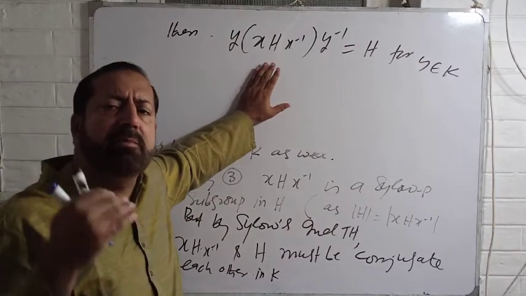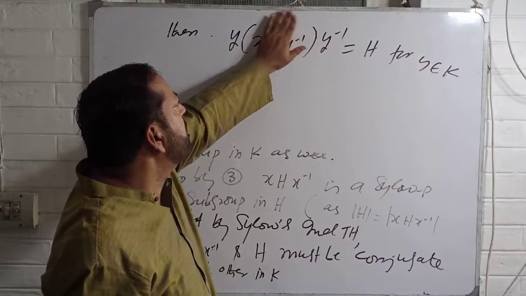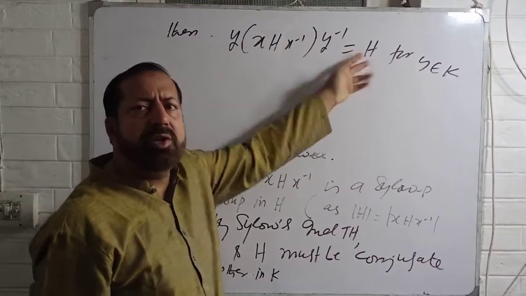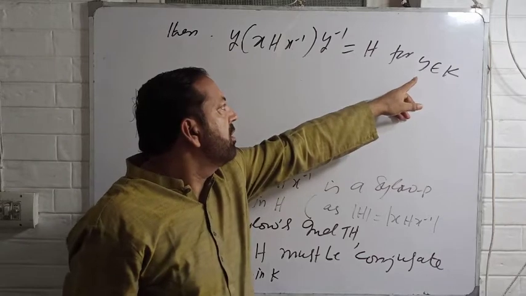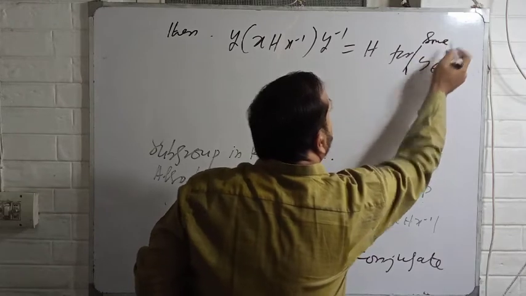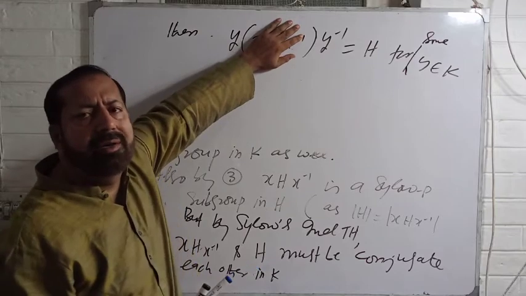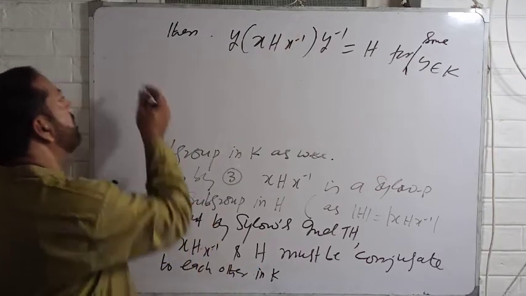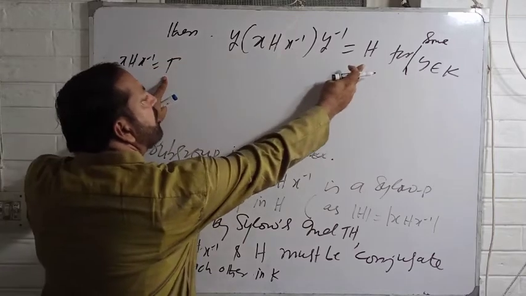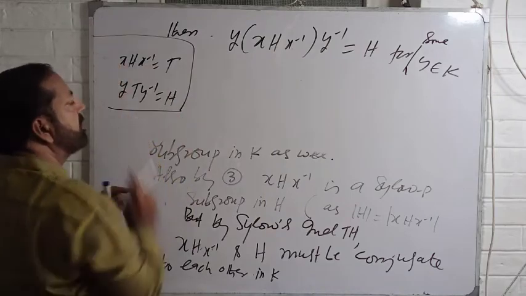Of course, you can find some such y which is providing a relation. You take this equal to some T. If T and H are conjugate in K, then for some y belonging to K, if xHx inverse is equal to capital T, and you are saying that T and H are conjugate to each other, this means that yTy inverse must be equal to H. This is what I am saying.